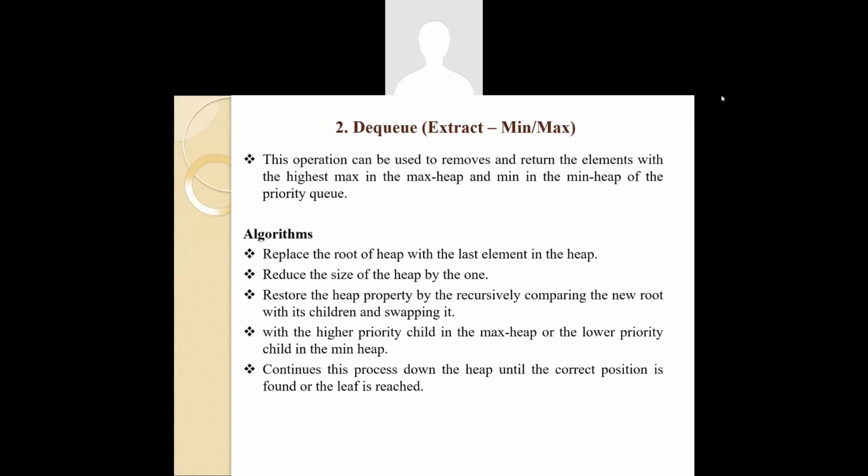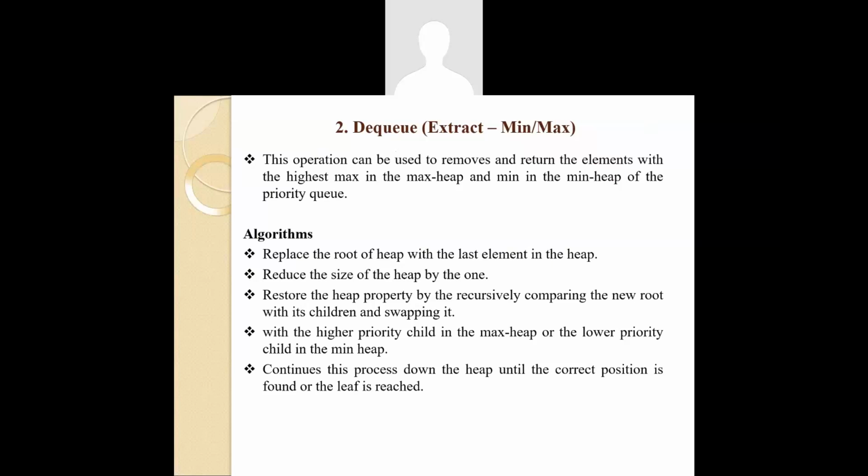See, what is the next one? It is dequeue. This operation can be used to remove and return the element with the highest priority in the maximum heap. Whatever I'm talking about, the maximum element should be removed. There is one more name, called the max heap. Whenever I want to delete the minimum element from the priority queue, then it is called the min heap of the priority queue. There are two names with the priority while deleting. So insertion can be done anyway, but deletion you have to do either in the maximum heap or the minimum heap.